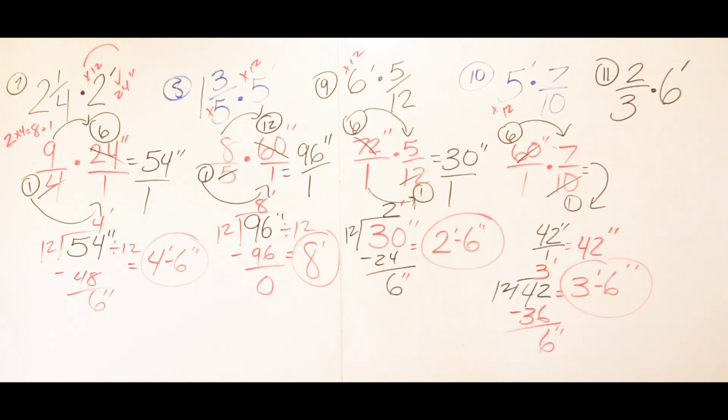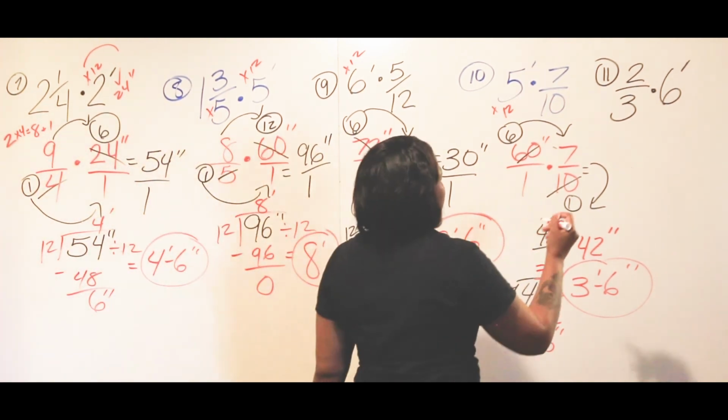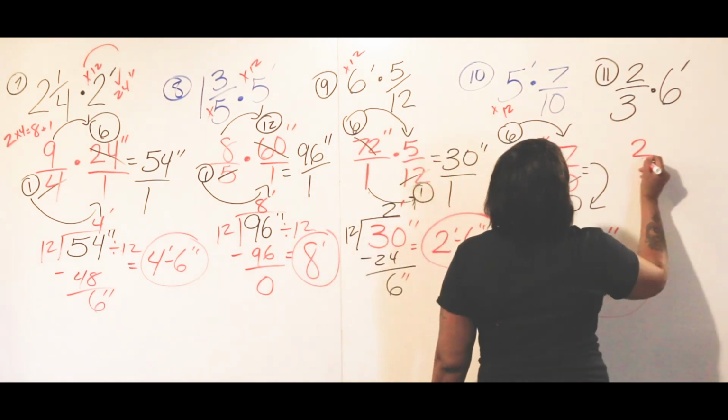And number 11, I was trying to squeeze as much as I could on the board this time. We went from 3 to 5. So we got 2/3 times 6 feet. Because we have a fraction, that means that whole number of feet has to be turned into a fraction as well. So what do we do with this 2/3? Just bring it down. We already got our fraction there.